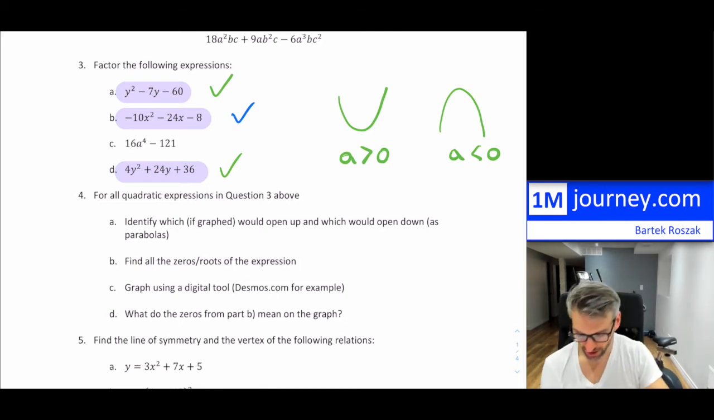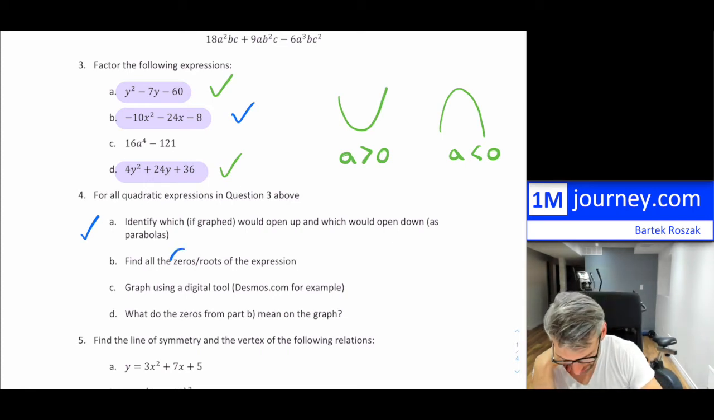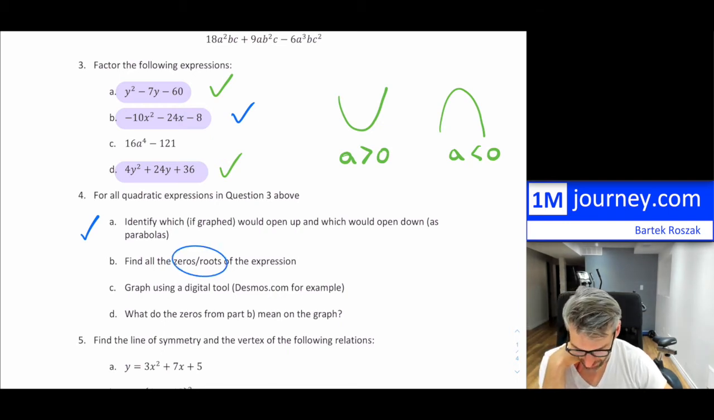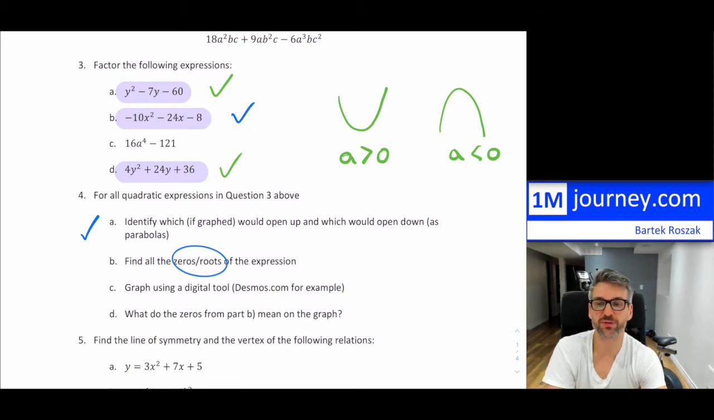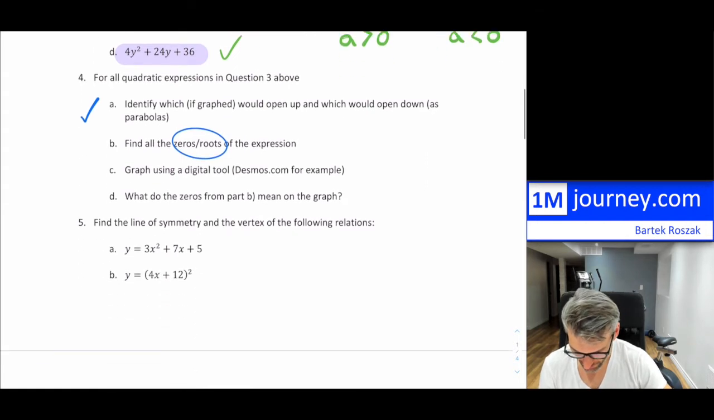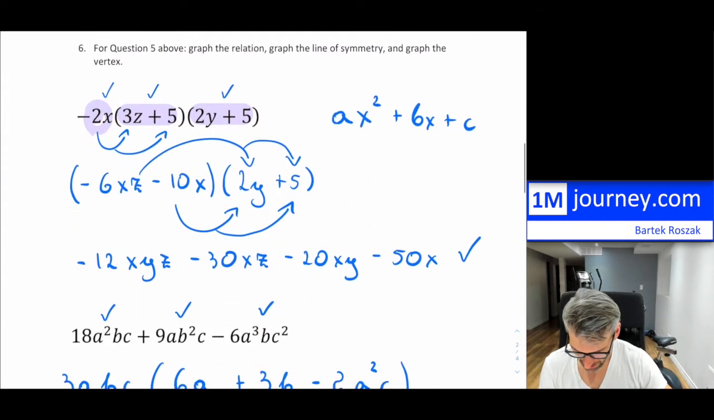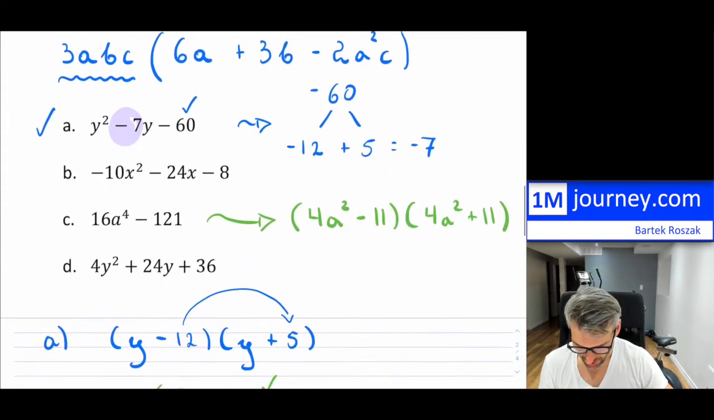So those are it. So that's part A. Part B, find all the zeros or the roots of the expression. And so this one is pretty neat. Now I'm going to go back. Luckily, I don't think I erased it, but when it's already in factored form, then it's much easier to find the zeros. So let's go back here in terms of the roots. So let's go back to those questions.